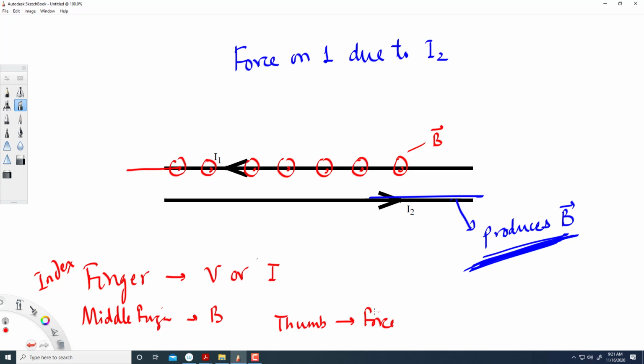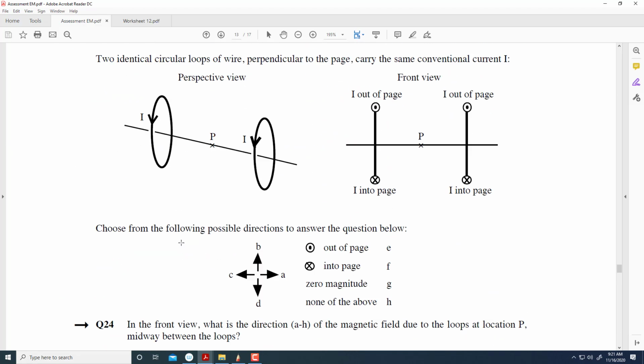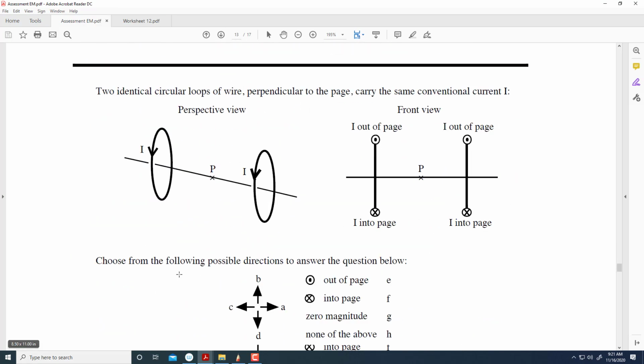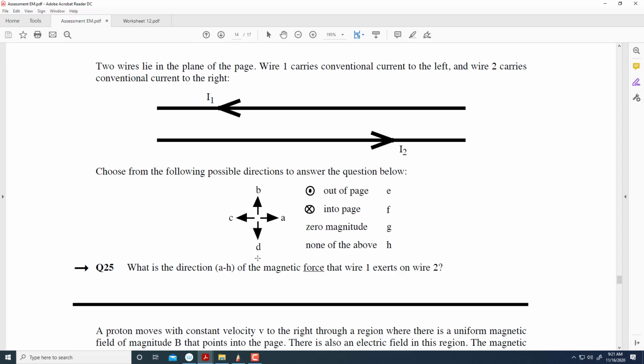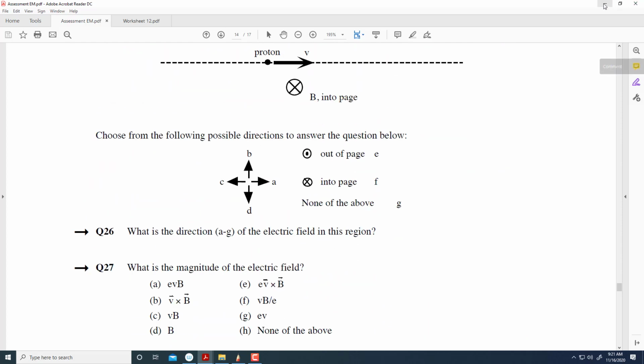Let's see if I have any other question. Okay. Those two questions should give you a good idea about the things we have done so far about the direction. Now let's talk about what happens if we move a conductor in a magnetic field.